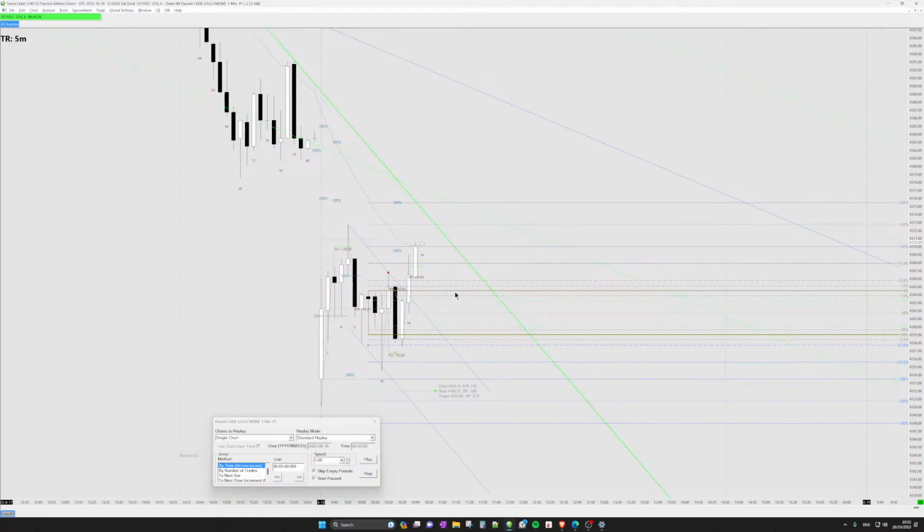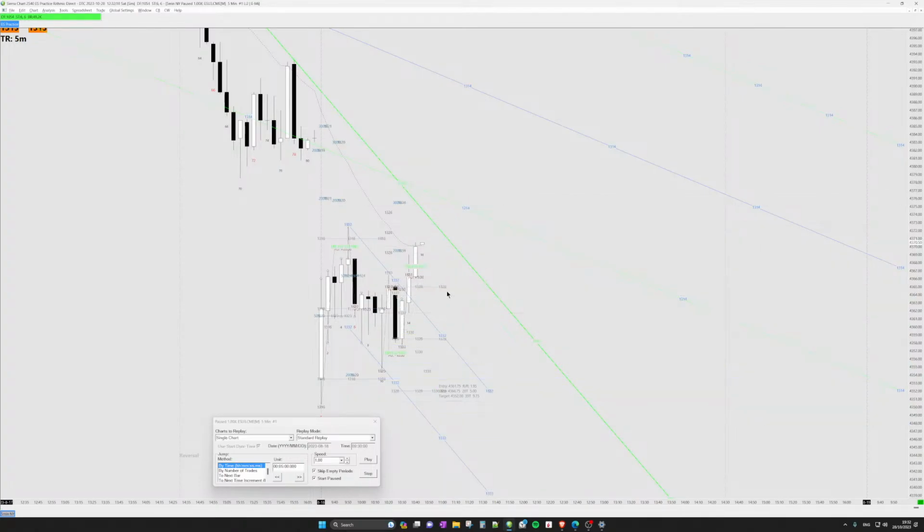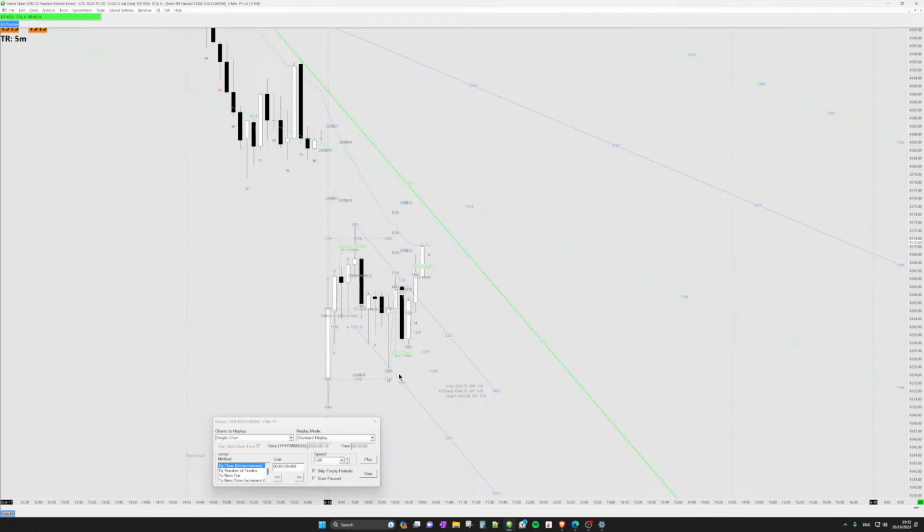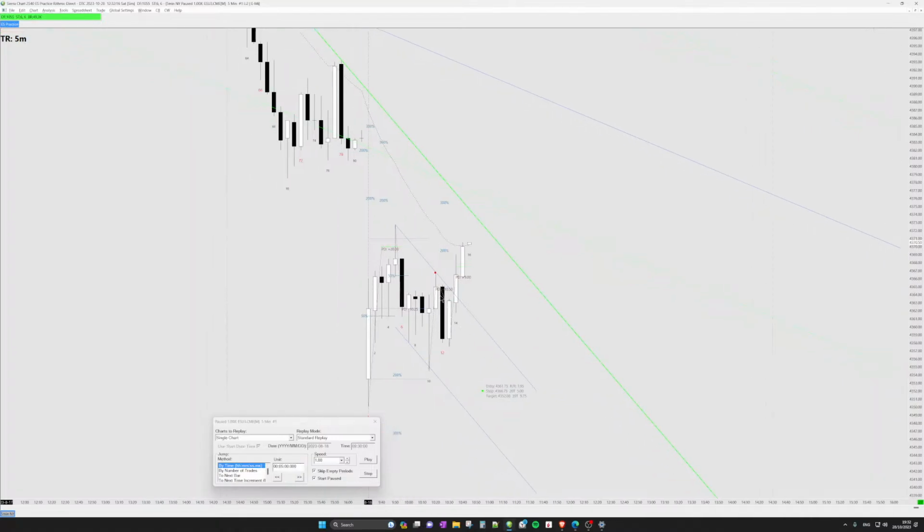Next bar, strong bull continuation. Now that mother bar is not important anymore. Now the bulls got three strong bull bars. This is the first time they got such a strong leg.